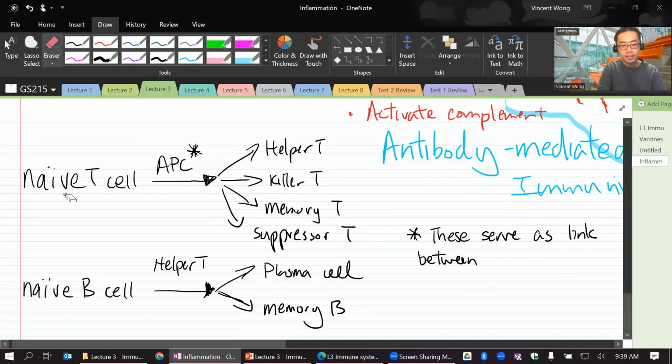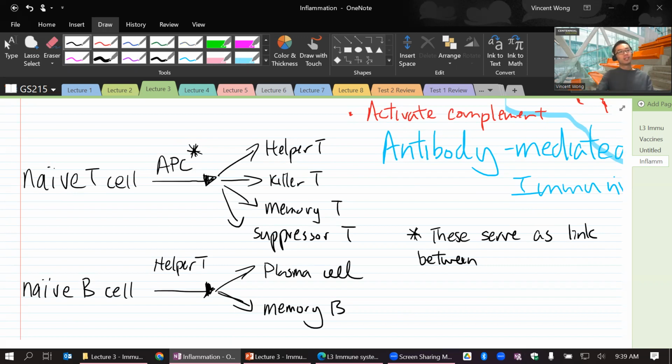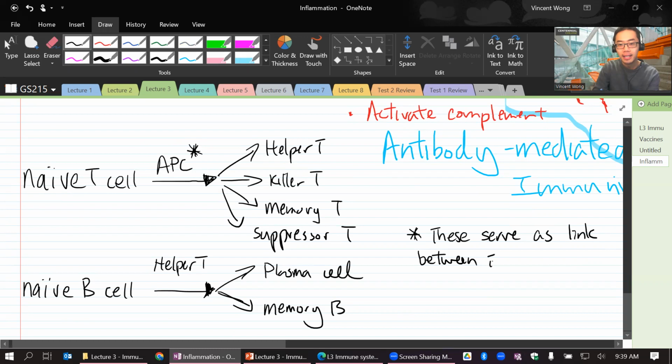Okay, yeah. So these, the APC, serve as a link between. Anyone want to try to finish my sentence here? Just want to see if you are with me. We need the APC to link what and what together. Innate and adaptive.